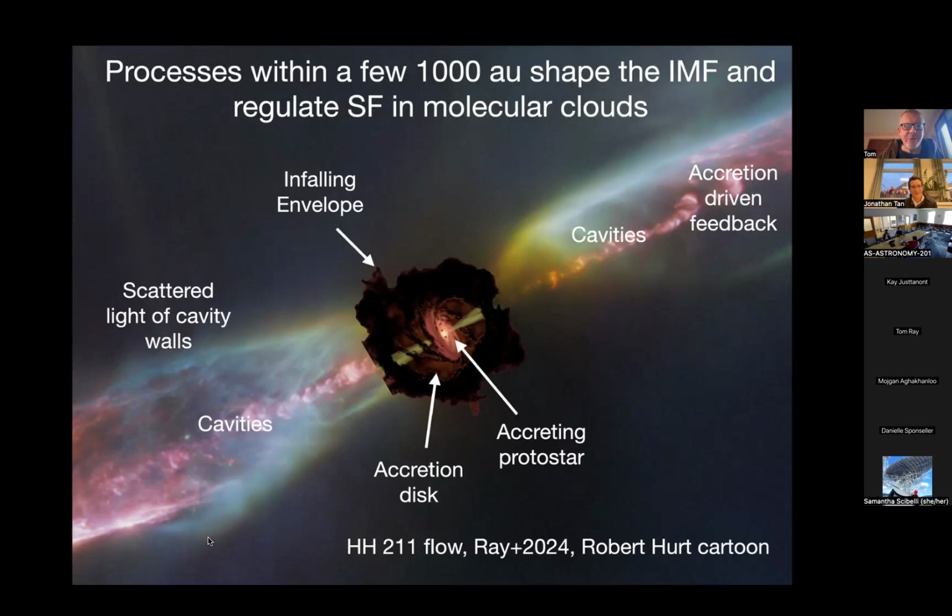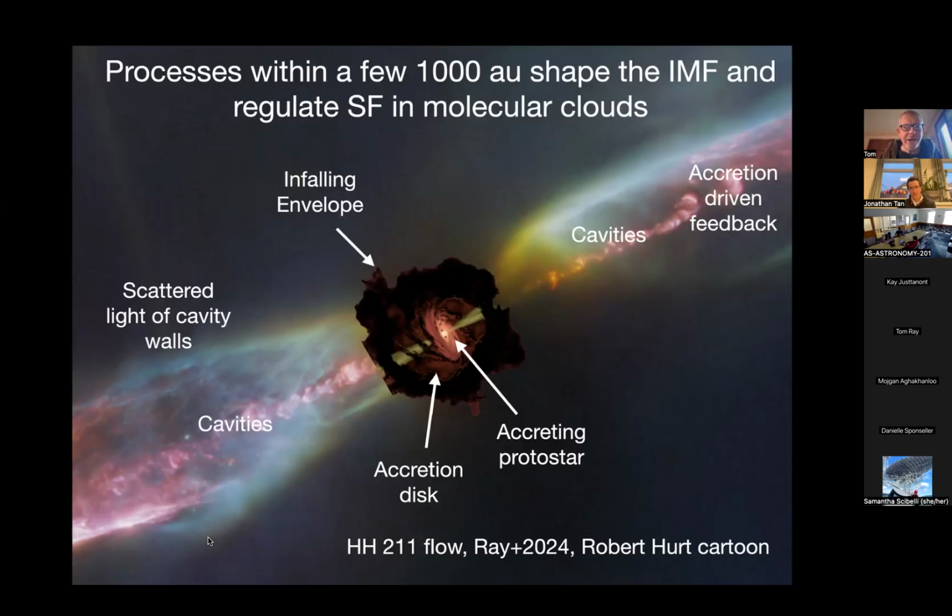But what's really important is that the processes within 1,000 AU of this protostar, which include an infalling envelope, an accretion disk, an accreting protostar, and then the jets and the winds launched by the disk, basically shape the IMF and regulate star formation in molecular clouds. So this little region within 1,000 AU contains a lot of essential physics that we need to understand cosmic evolution at large and the origins of everything from planets to galaxies, if you ask me. That is the starting point for a lot of these investigations.